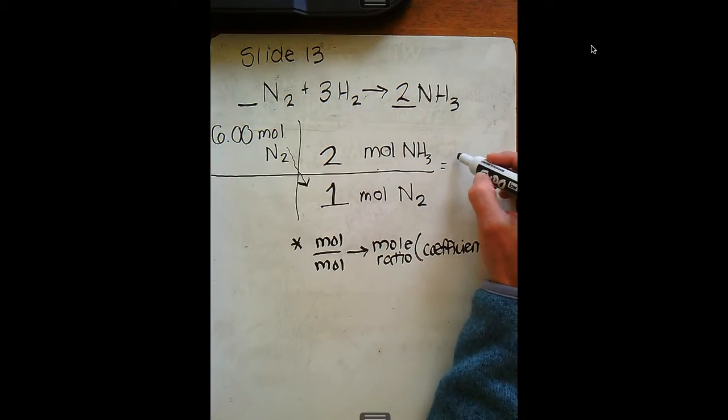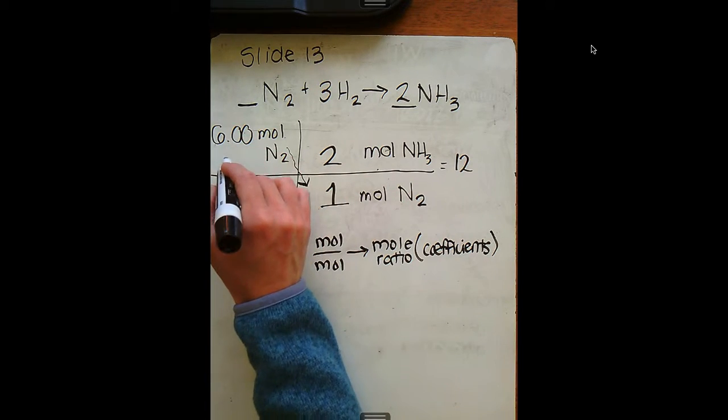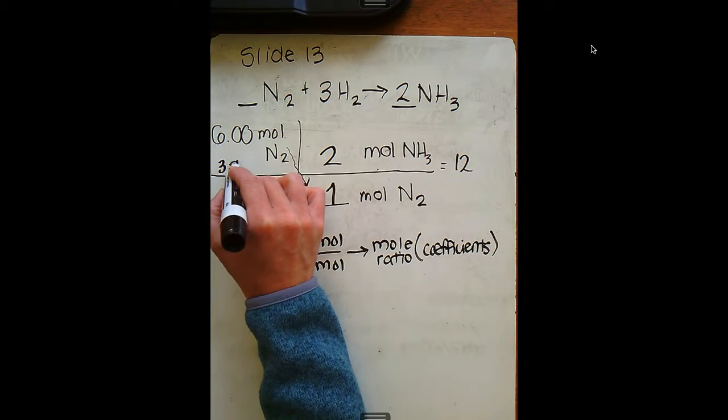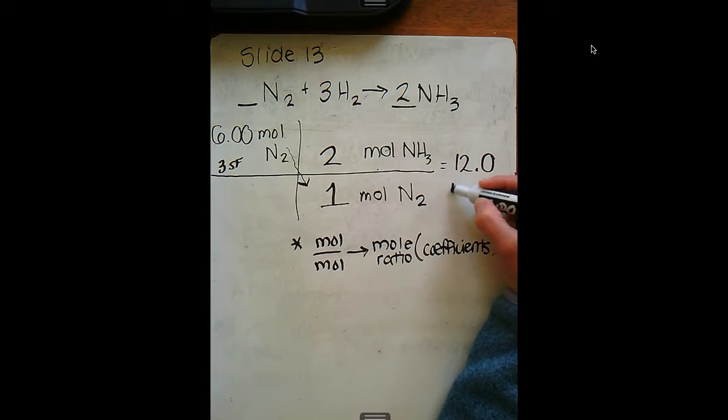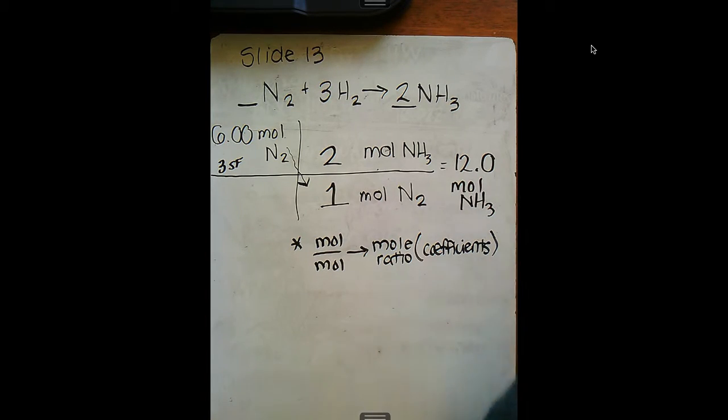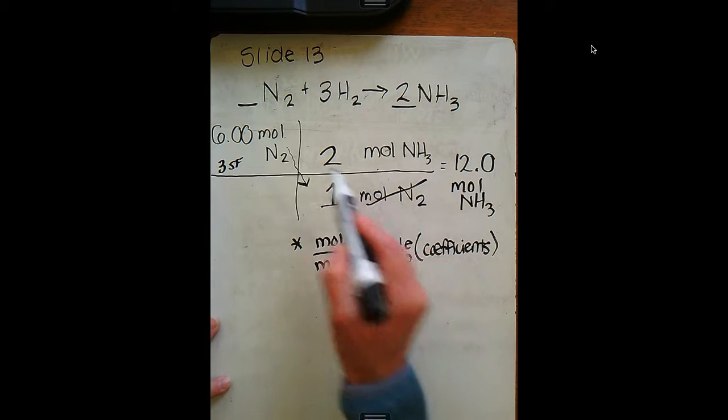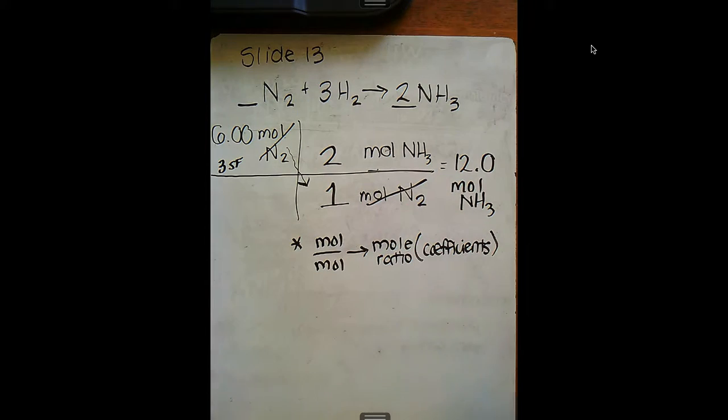And now we would multiply straight across. 6 times 2 gives us 12. Pay attention. How many sig figs do you have over here? We have 3 significant figures, which means our answer should also be in 3 significant figures. And here's how we would think about this. If we started with 6 moles of nitrogen, 12 moles of NH3 or ammonia could be produced. Okay, and if we were to look back, we see that moles of N2 cancels out, and that's what we're left with.